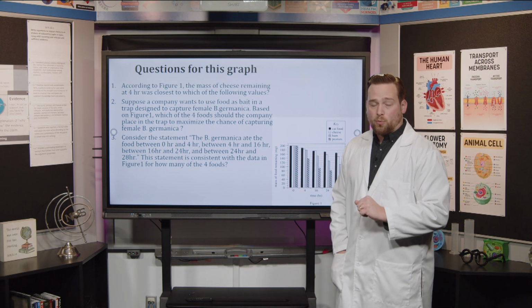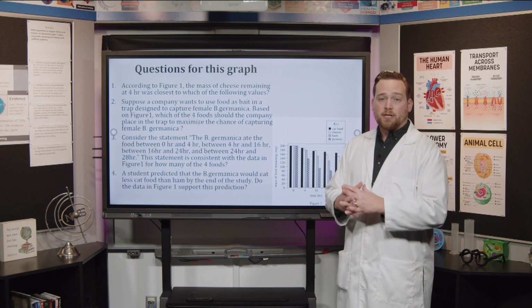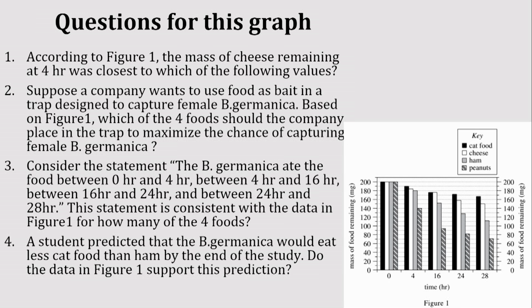Here's one more question we can answer based off of this graph without even reading the context of what's really going on here. So here's the last question. Question 4 reads, a student predicted that B. germansenia would eat less cat food than ham by the end of the study. Do the data in figure 1 support this prediction? So yes, we know that they're eating less cat food than anything else. The bars that represent the cat food are these black bars. You can see that at each interval, the black bar decreases the least. And so that means that the cockroaches don't really like this cat food very much.